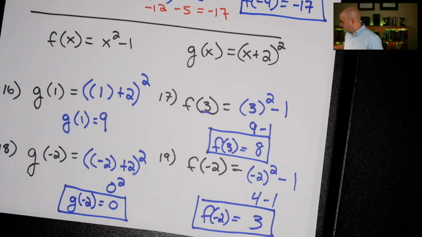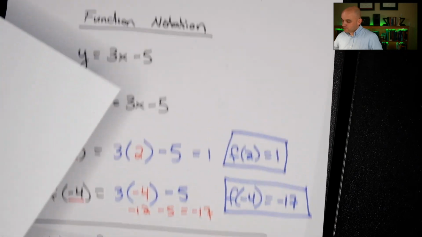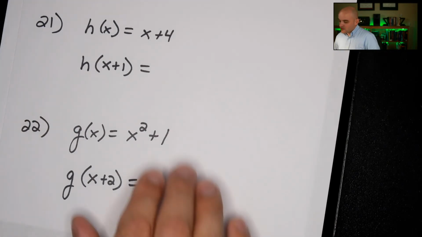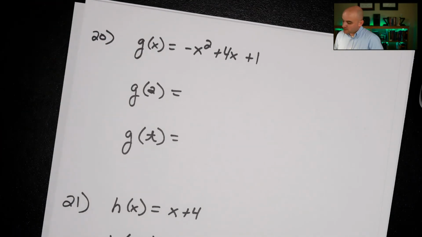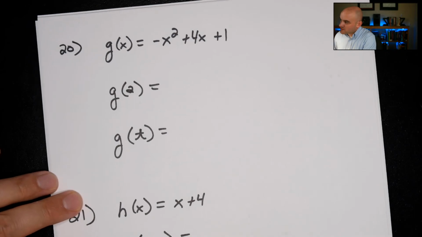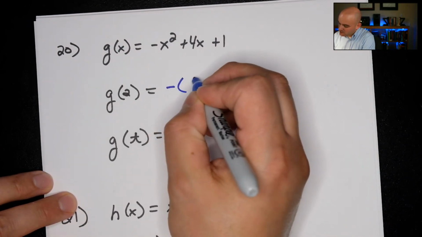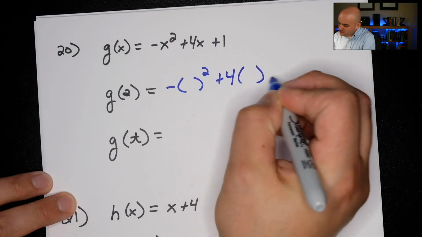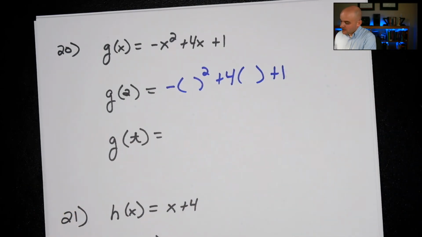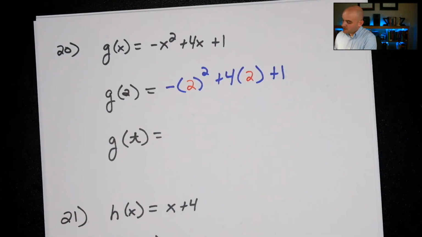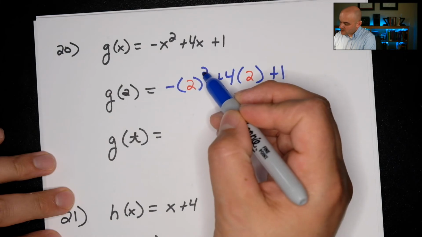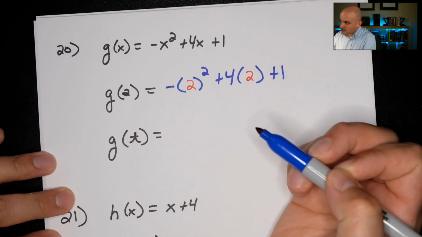So let's look at another one. So this one right here says the g of x is equal to negative x squared plus 4x plus 1. Now we're getting to some fun stuff, right? So let's see. Let's write this out. Negative parentheses squared plus 4 times parentheses plus 1. And everywhere I see a parentheses, I'm going to put a 2 in its place. Follow the order of operations. This says to square it first and then multiply by negative 1.